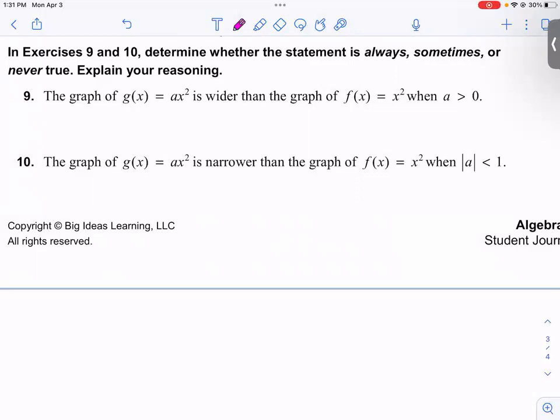Okay. If A is greater than 0. Colin, give me a number greater than 0. Would that make it wider? What's another number greater than 0, Elliot? Would that make it wider? Yes. So this is a sometimes. It really matters if it's bigger than 1.